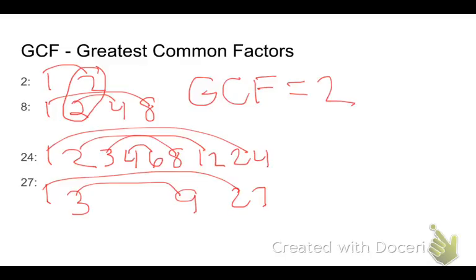7 times nothing. 8 times nothing, and I'm back to 9. 9 times 3 I've already used. I've got all the factors of 27. So if I'm looking for the greatest common factor, it looks like 3 would be my GCF.